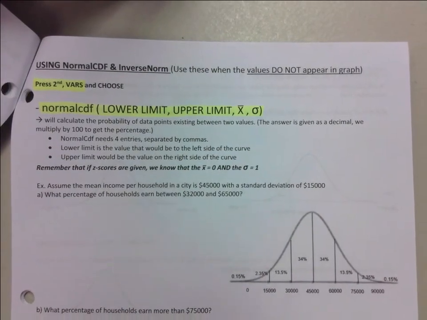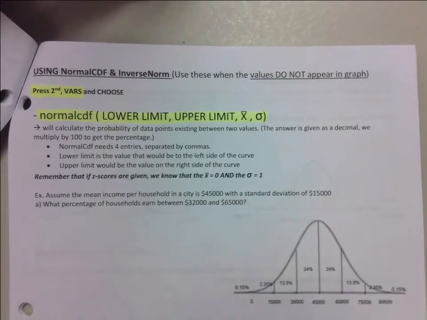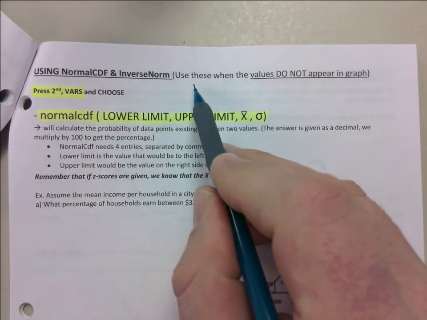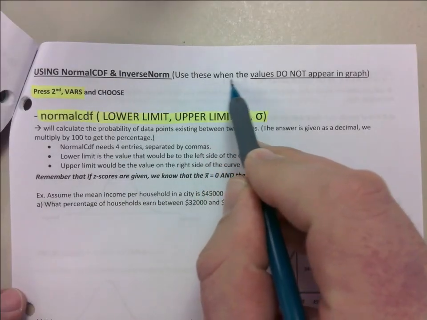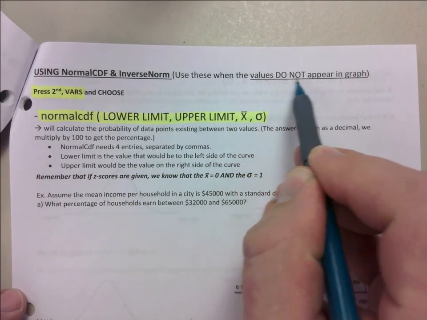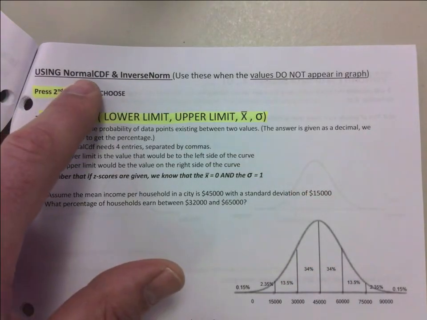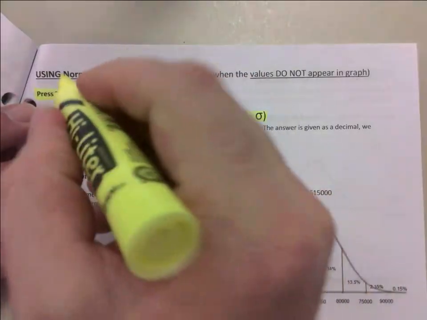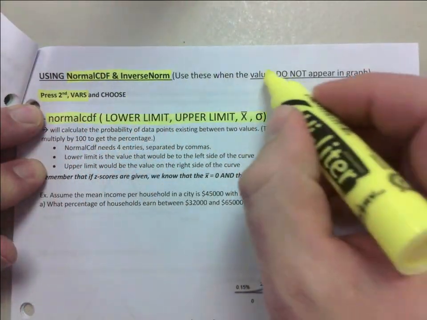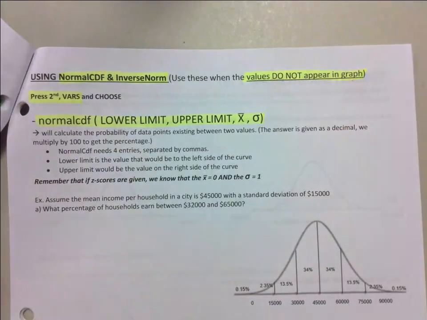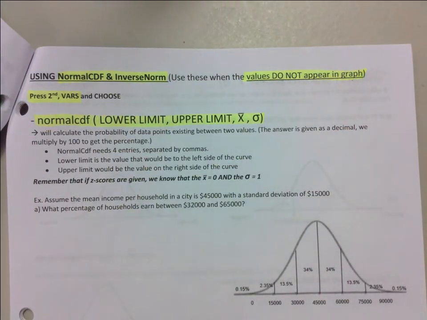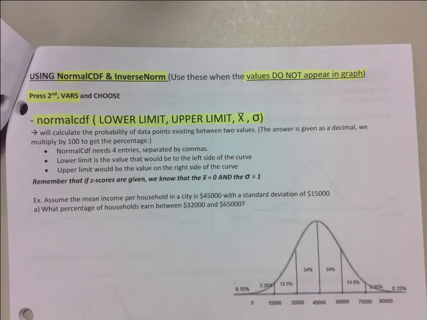And I will tell you this, you can use this anytime, but I want you to specifically use this when the values do not appear in the graph, okay? I want you to use Normalcdf and inverse norm when the values do not appear on your graph. If you happen to graph it and you put values along the x-axis and they don't show up, like the ones that we're asking you about, use Normalcdf and inverse norm.